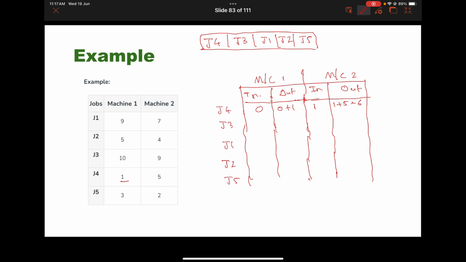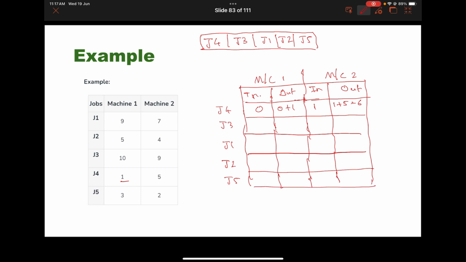J3, so you can see here for job J3, see the entry time. Machine 1 is free after 1 minute. So J3, its processing time is 10. So 1 plus 10, that is 11.